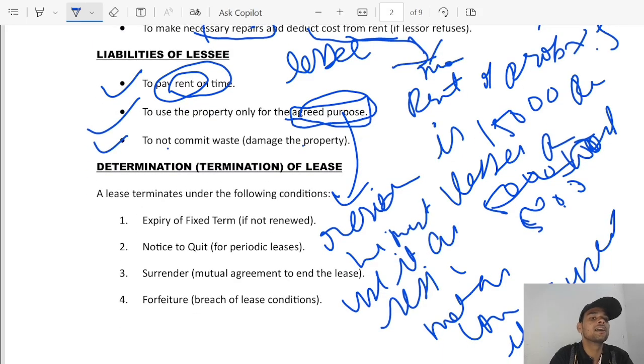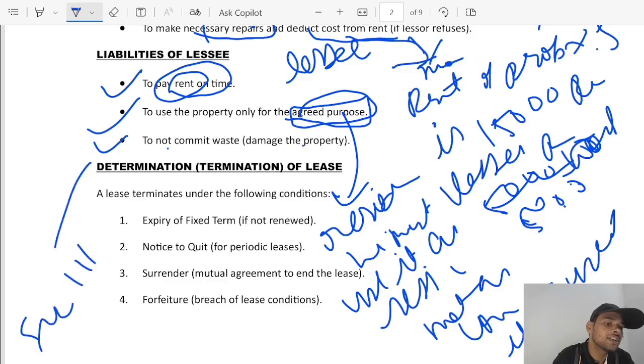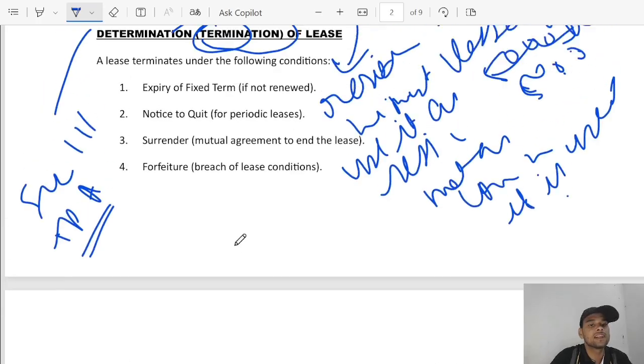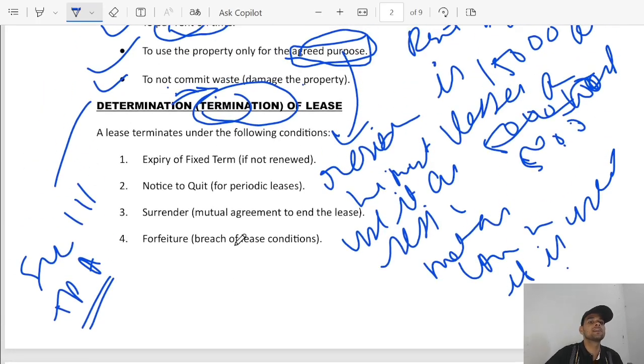the most important subtopic, that is determination of lease. Basically, Section 111 of TPA deals with the determination of lease. Determination means termination, that is, ending the lease. There are a total of six conditions given under Section 111 to terminate the lease.